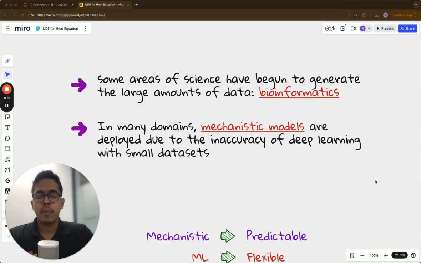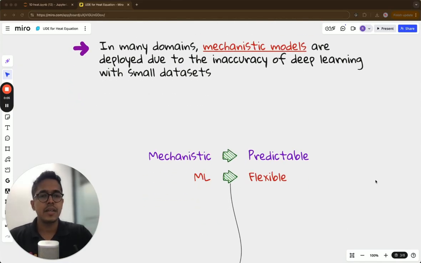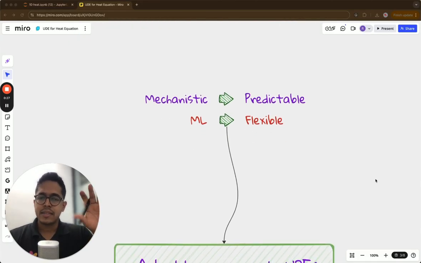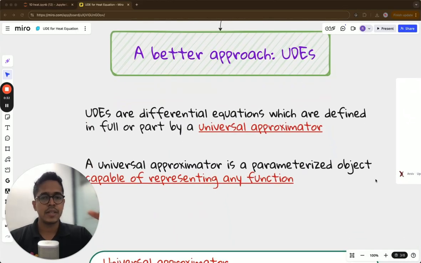So in many domains of science, mechanistic models are deployed mainly because they are very accurate, predictable, and very interpretable. Whereas the advantage of ML models is that they are flexible to adapt to actual changes happening in real world data, right? So it's in your best interest as a scientist if you can incorporate ML into your mechanistic models. So today let us discuss an approach called UDEs, Universal Differential Equations.